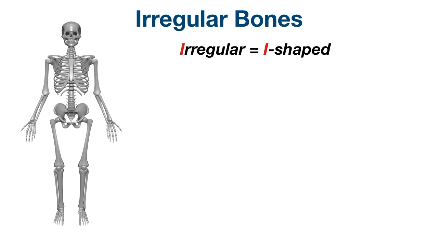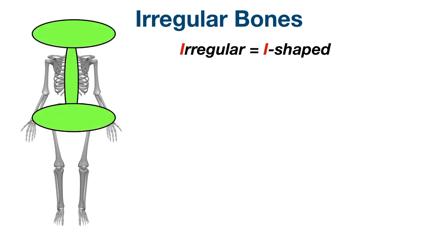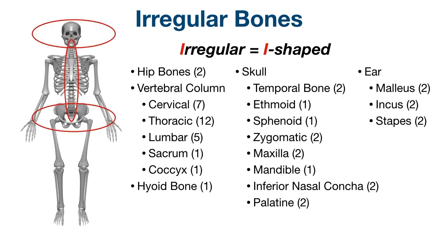Let's take a closer look at which bones are considered irregular bones. They're mainly found in the hips, spine, parts of the skull, and ears. Remember, collectively they form the shape of an I, which can help you remember the overall location of the irregular bones. The irregular bones include the hip bones, vertebrae, and hyoid bone, which is in the neck. The number of vertebrae shown is for an adult. Remember, most people are born with 33 vertebrae, and then the 5 sacral and 4 coccygeal vertebrae fuse by adulthood to form the sacrum and coccyx.